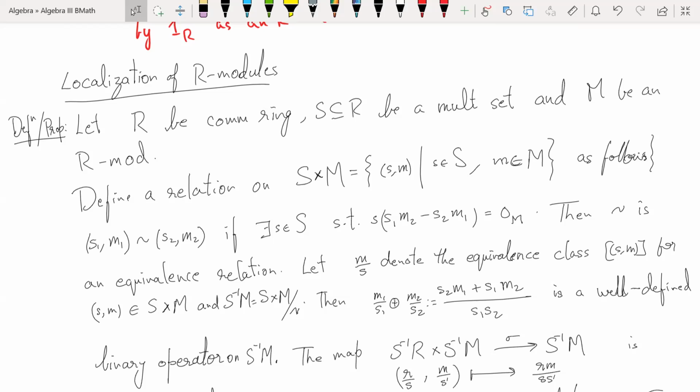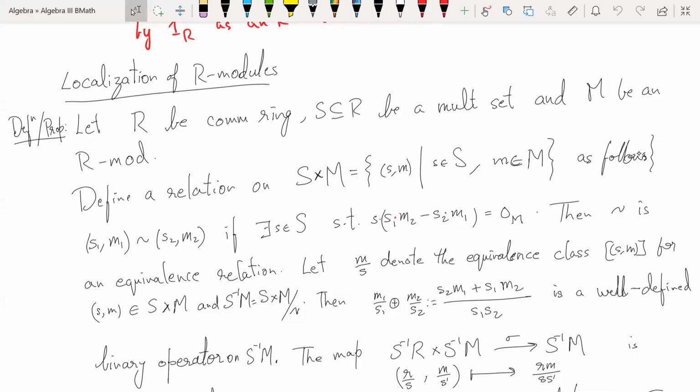So M is an R module, yeah. So S1 times M2 is going to be an element of M, this is the scalar multiplication, and similarly S2 times M1 is a scalar multiplication. So maybe I should put a dot here to denote a scalar multiplication. And if I don't put anything, that means it's a ring multiplication within the ring. So this should be the 0 element of the module. Okay. And then if you define this relation, the first thing is that this is an equivalence relation.